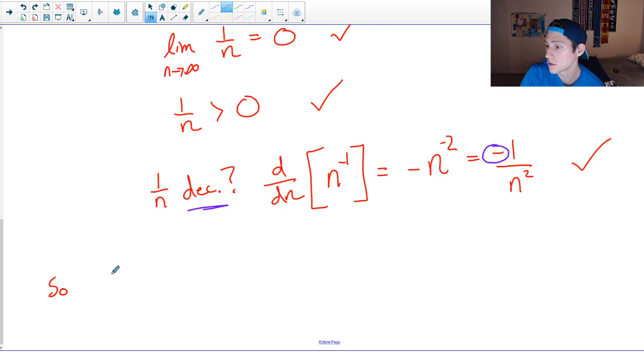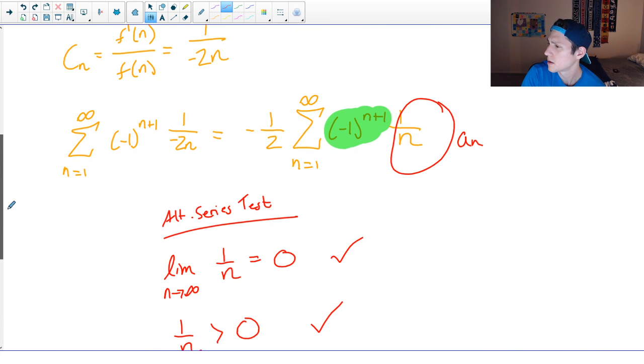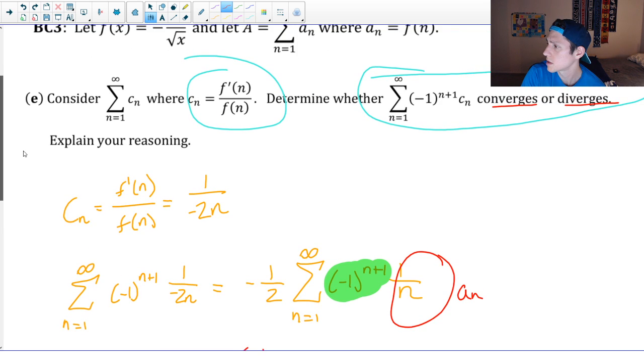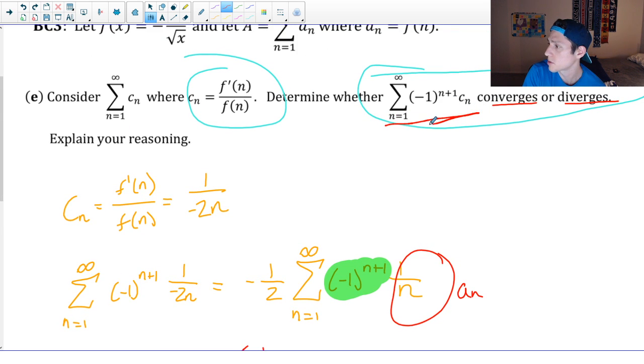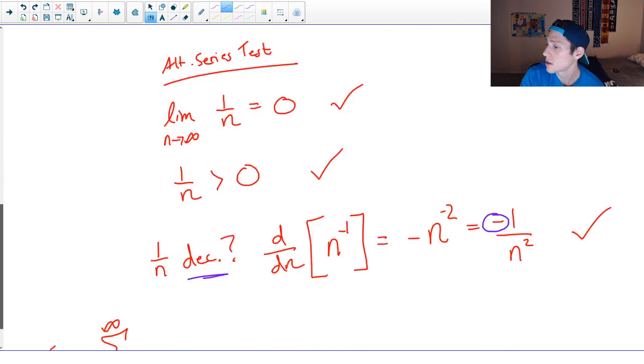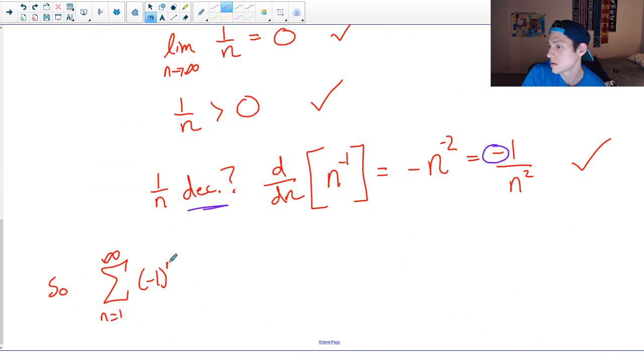So we can immediately conclude that the series from 1 to infinity of negative 1 to the n plus 1 times Cn converges by the alternating series test. Again, name things by their proper nouns, like the actual equation or expression or whatever.